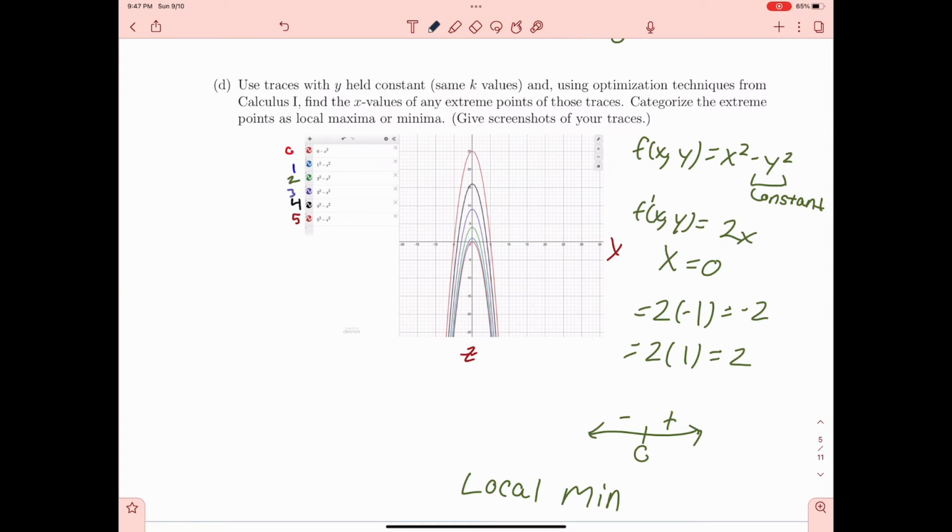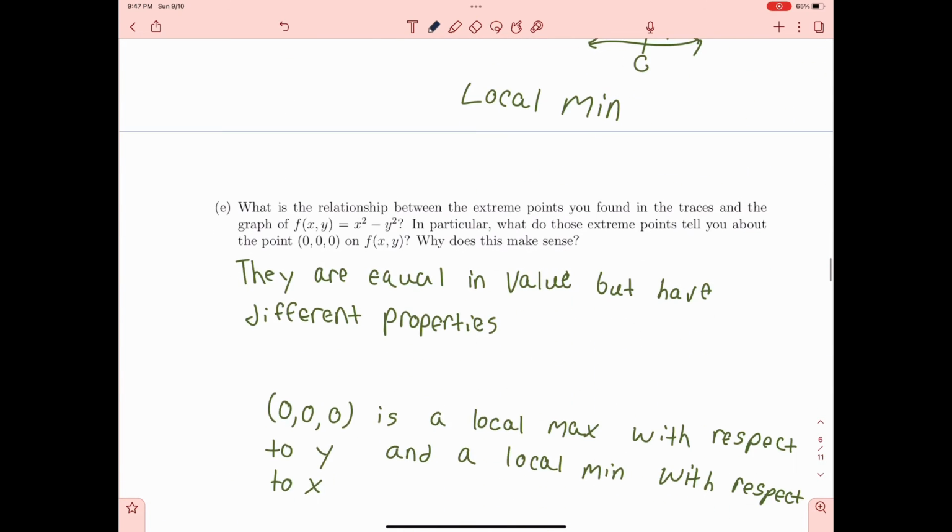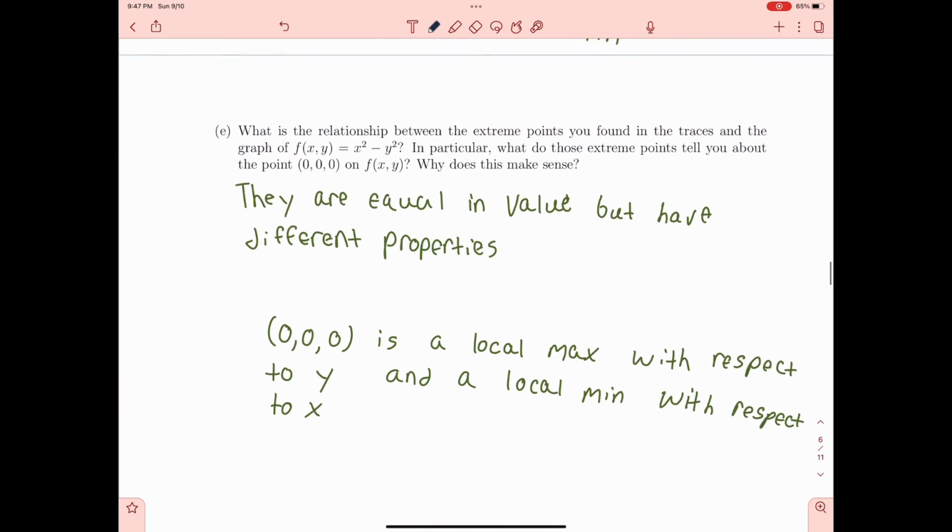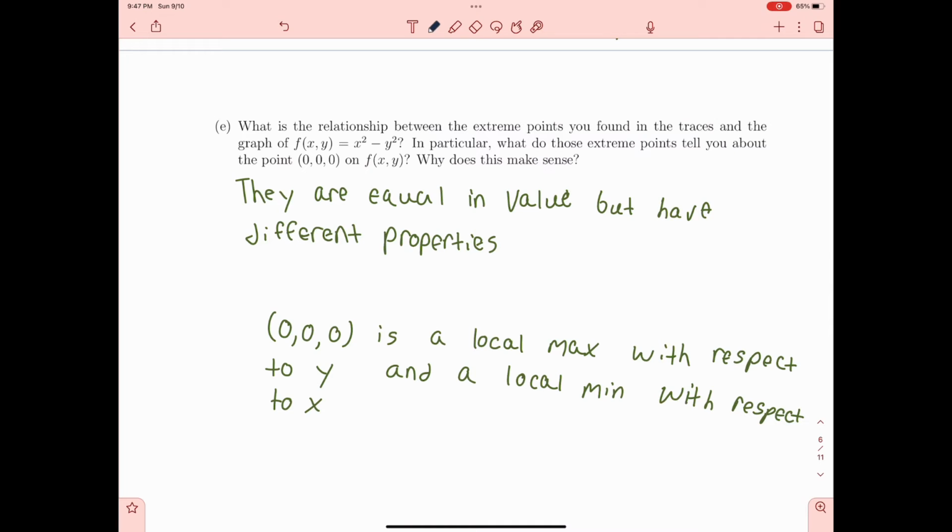Because the value less than is negative and the value greater than is positive. So we find that the critical points in x and y are equal in value, but have different properties. Where in this case, the origin is a local max with respect to y and a local minimum with respect to x.